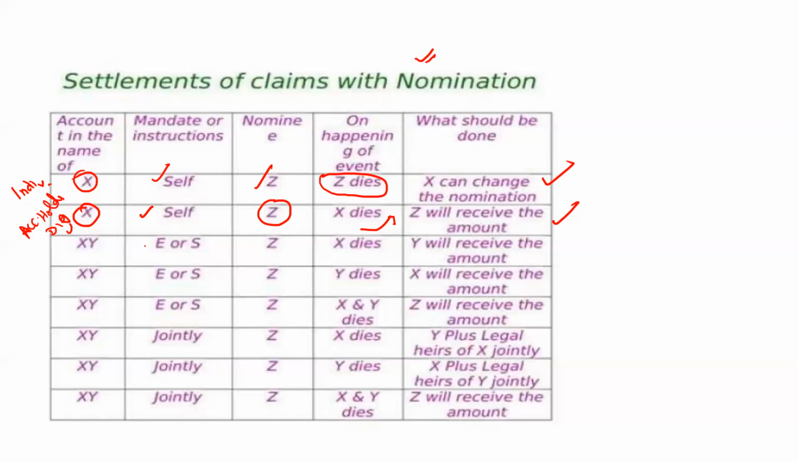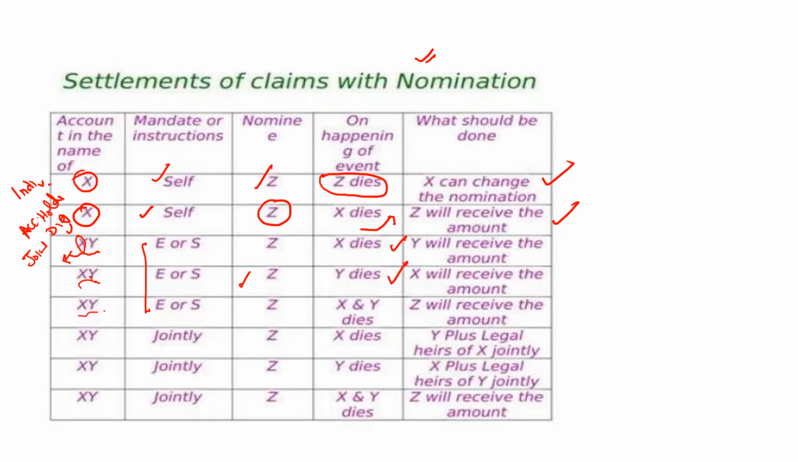Now very important, the case of either or survivor. X Y, so this is the joint account. Z is the nominee, and here X dies. Here one of the account holders dies. So who will receive the amount? Y will receive the amount. X or Y, Z is the nominee, and here Y dies. So who will receive the amount? X will receive the amount.